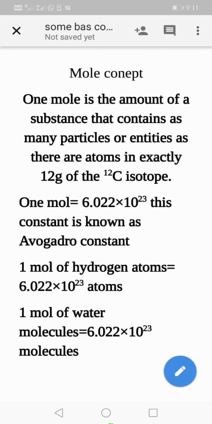Suppose we are taking methane. What is the molecular mass of methane? Methane is 12 plus 4, that is equal to 16 u. So the molar mass will be 16 grams per mole. If you want to get 1 mole of particles, you are supposed to take 16 grams of methane. So in short, whatever the compound may be, if you take the molar mass of the substance in grams, it will have 1 mole of substance.